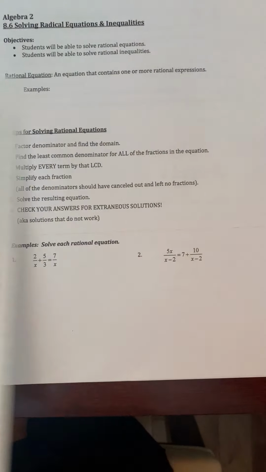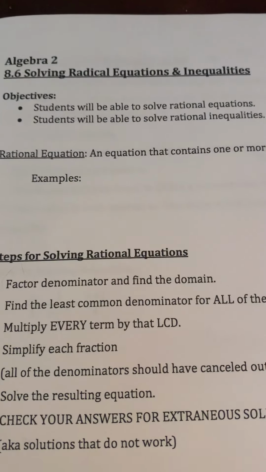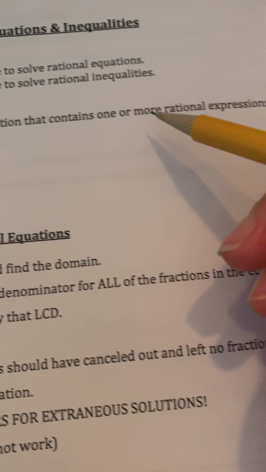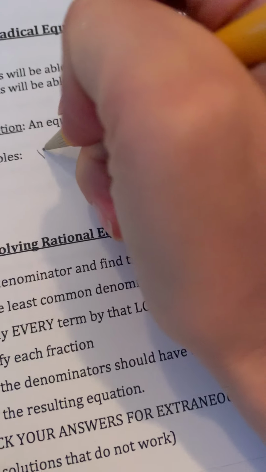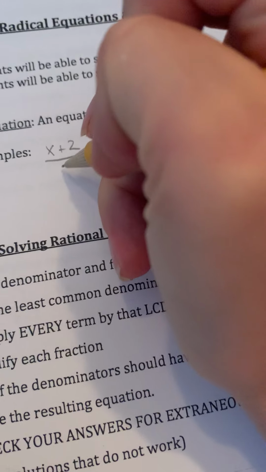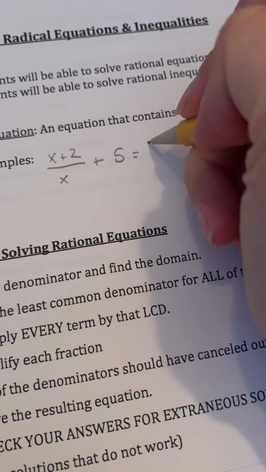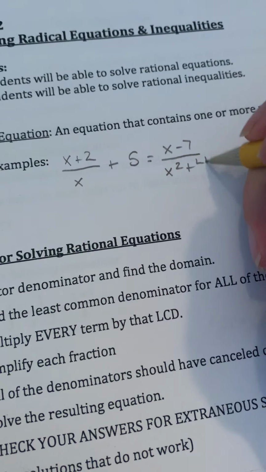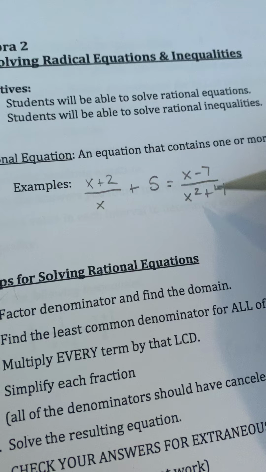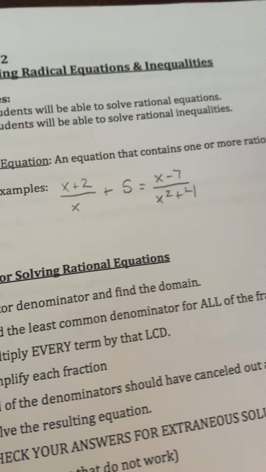Let's get started. So, let's just recall what a rational equation is. A rational equation is simply an equation that contains one or more rational expressions. So we could have something like the following: x plus 2 all over x plus 5 equals x minus 7 over x squared plus 4. Okay, we have multiple rational expressions. This is just a constant, and that's okay.